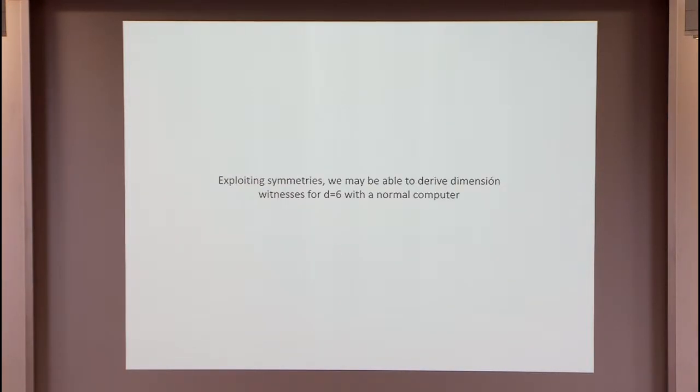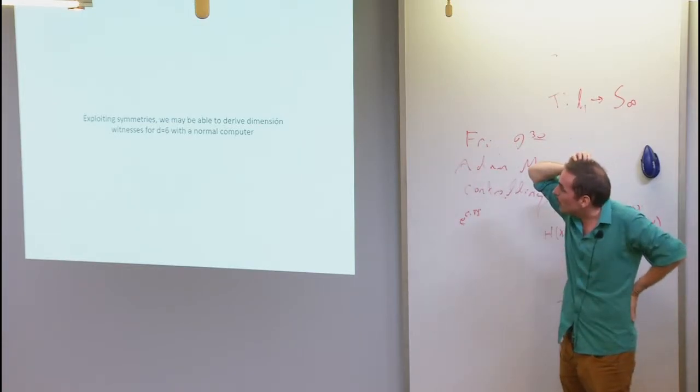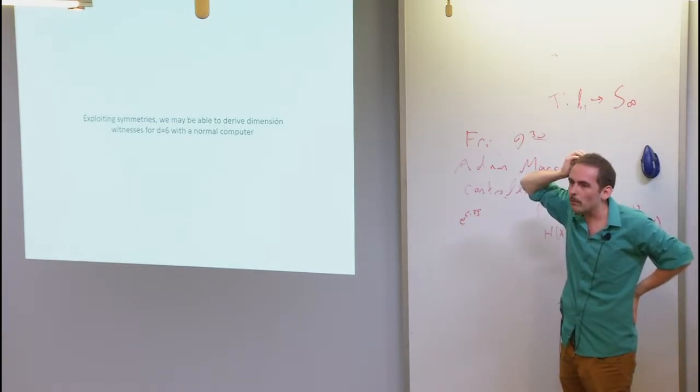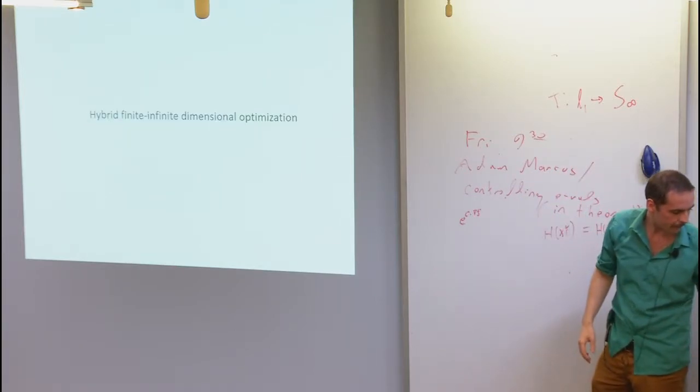Now, this is one of the reasons why we couldn't go that much further. It was because we're not exploiting much the symmetries of the problem, because sometimes the objective functions have some symmetries, and you can use this to reduce the complexity. So talking to Denis Rosset, and based on the way it seems to scale for this family of bounds that we're trying, I believe dimension 6 should be attainable with a normal computer for non-trivial witnesses, which are symmetric enough.